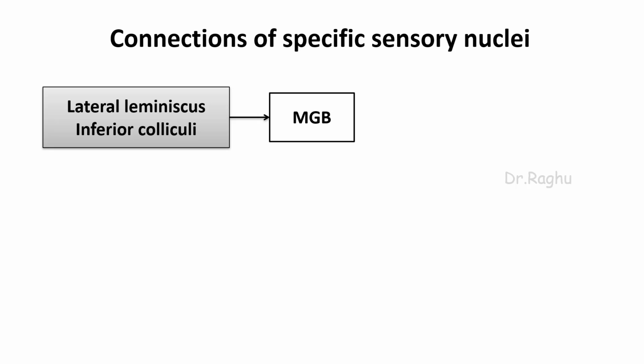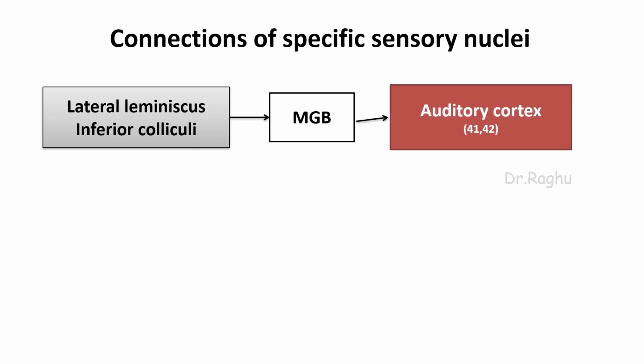You will understand that the lateral lemniscus and the inferior colliculi are projecting to the medial geniculate body, and the neurons arising from the medial geniculate body are ultimately projecting to the auditory cortex, area number 41 and 42. So everything is interrelated. Now the next thing is regarding the lateral geniculate body, and I think for many people it has already struck that the lateral geniculate body is part and parcel of the visual pathway.